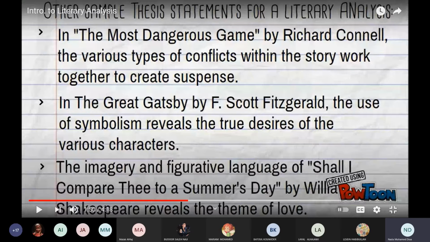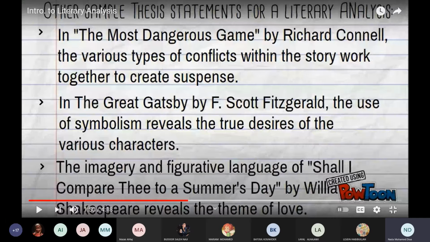You took Great Gatsby, right? So you can analyze Great Gatsby. Here is a thesis statement. In The Great Gatsby, so she mentioned the name of the novel excerpt by Scott Fitzgerald. She mentioned the author. The use of symbolism, so she will talk about symbolism, reveals the true desires of the various characters.